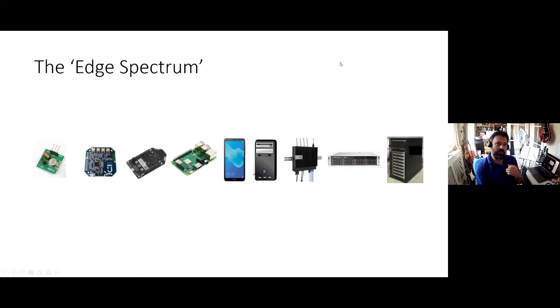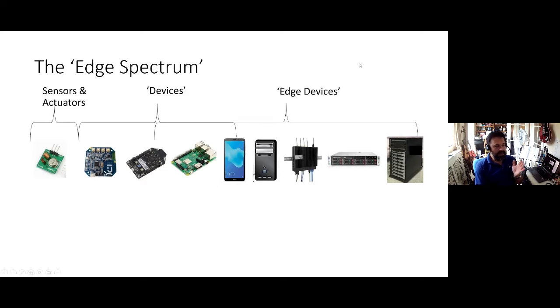spectrum, where we start off from the left-hand side with the most basic, say, a sensor or actuator that doesn't actually have any compute footprint at all. And then as we move across to the right-hand side, we see increasing compute footprint. So the first proper IoT device there is an STM32 microcontroller. We've got an Azure Sphere device that I'm going to talk about, a Raspberry Pi.